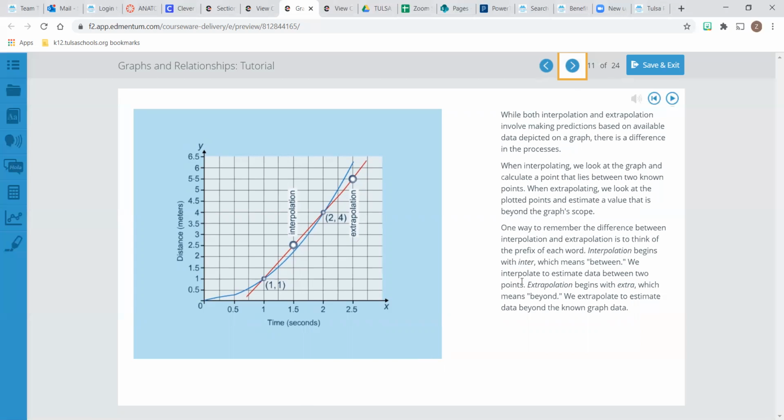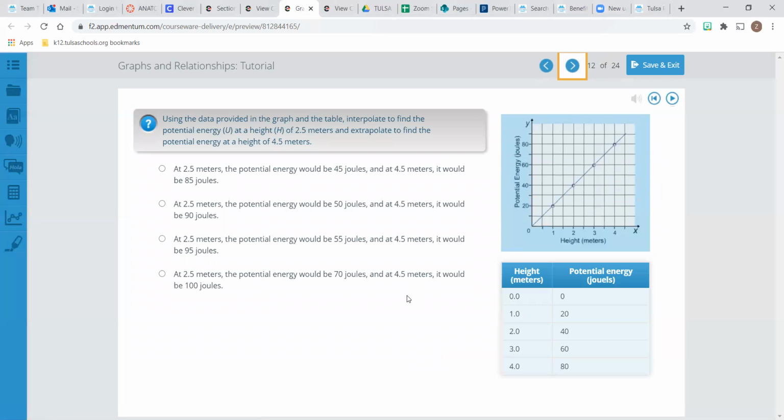But remember these words: interpolation, you're looking between points you already know. Extrapolation, you're looking for points beyond what you already know, okay? Inner, extra, outer, extra, past the beyond point. I hope that makes sense and helps you understand.